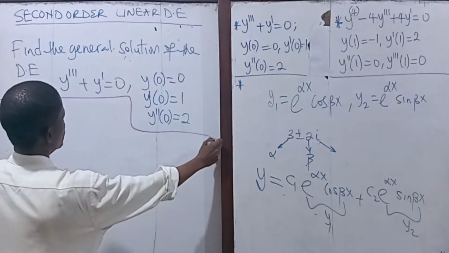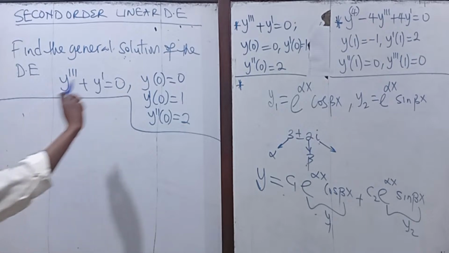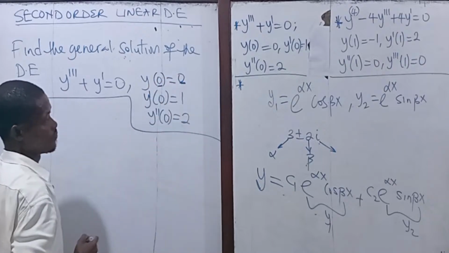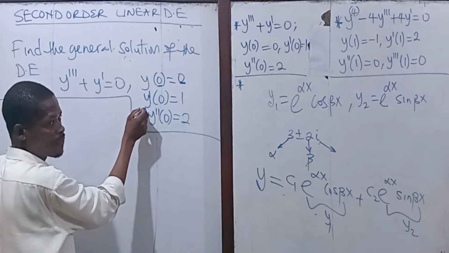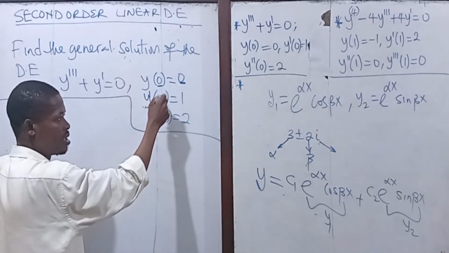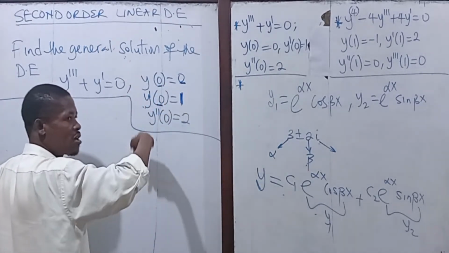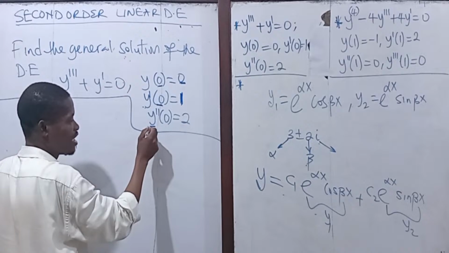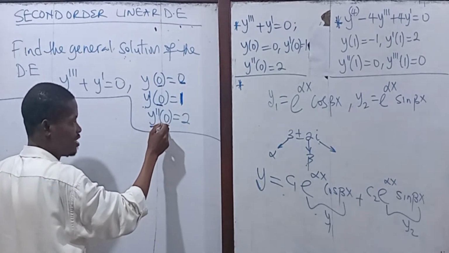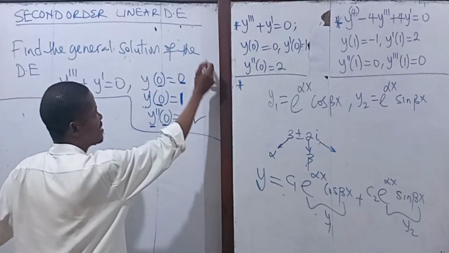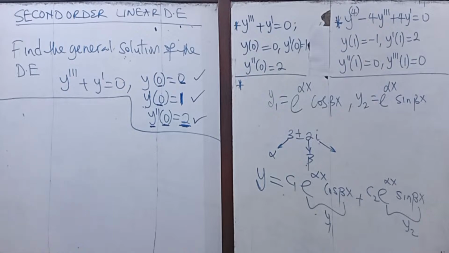Let's see the solution to that. Y of 0 equal to 0 means when x is 0, y is 0. For the first derivative, when x is 0, the first derivative is 1. When x is 0, the second derivative value is 2. So we're going to look at this case. The first thing you do is this is already homogeneous, equal to 0.